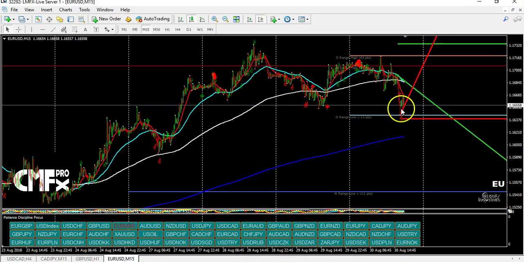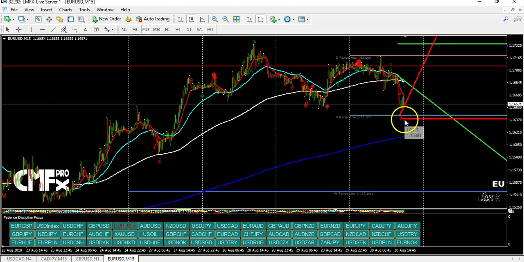Again, I think the 5 moving average is not added on here, but that might be representation of the 5 moving average actually exhausted to the 13. So that could be a bounce just back to the 13 and back down again.